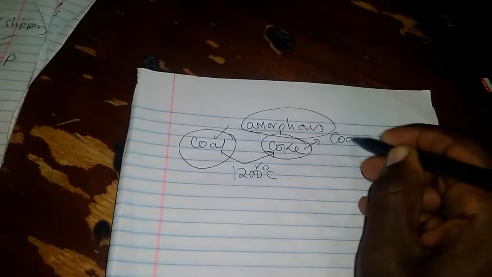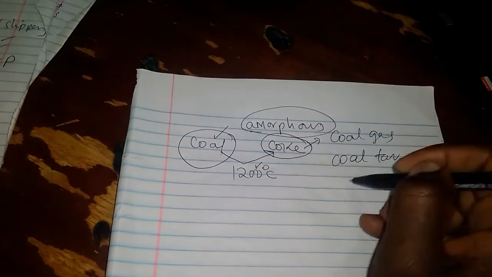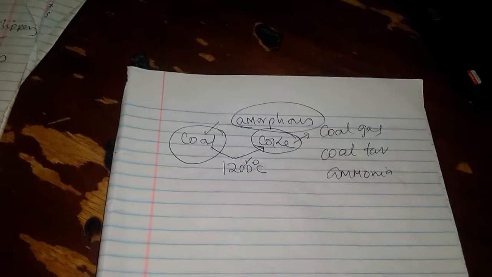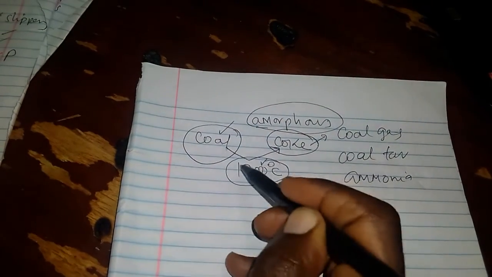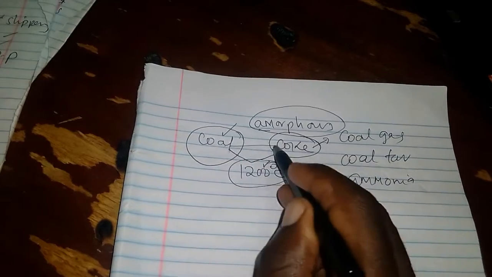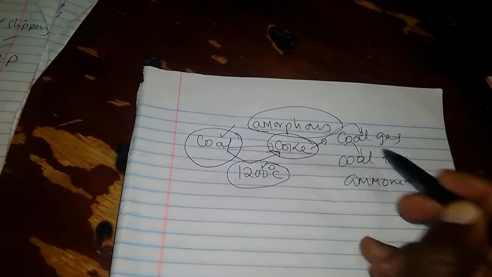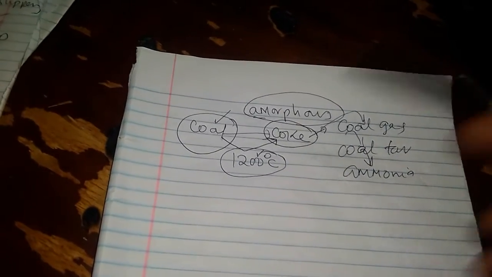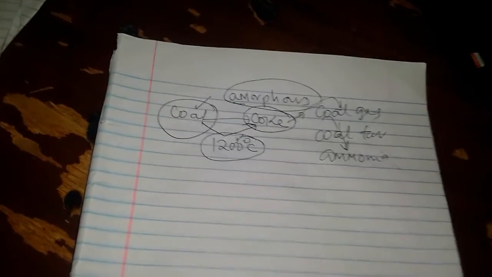It can also give us coal gas, coal tar, and even ammonia gas, which has a choking and irritating smell. So when coal gets heated to this temperature in an inadequate supply of air, it gives us coke, coal gas, coal tar, and ammonia as well. These are all used as fuels for our heating or cooking in domestic purposes.